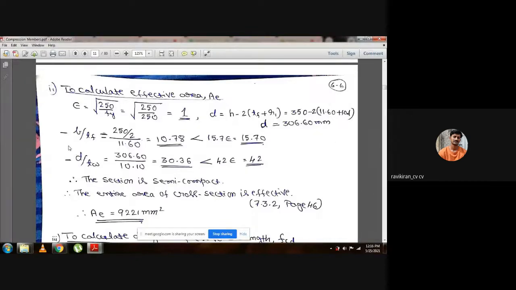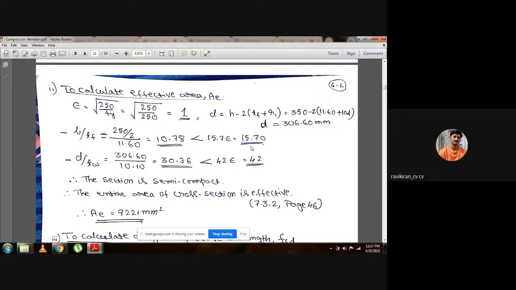Same way, what is the breadth to thickness of the flange ratio? For breadth, we should consider half of the breadth of the flange, that is 250 by 2. So with the thickness of flange being 11.6 millimeter, it will give us 10.78. So 10.78 is less than 15.7 epsilon because epsilon value is 1. First one, that is class 1, is 9.4 epsilon. 9.4 multiplied by 1 will give us 9.4 itself. So we should move on to the next class, that is class 2, 10.5 epsilon.